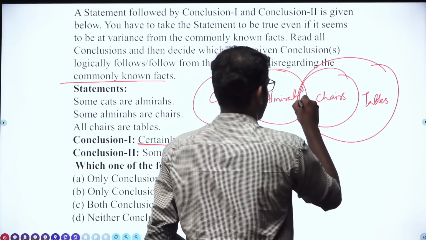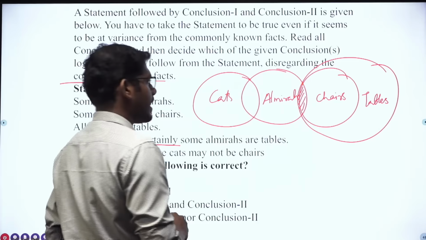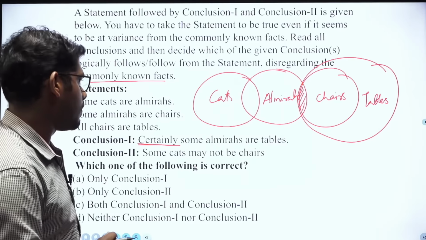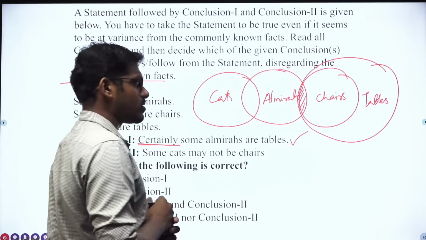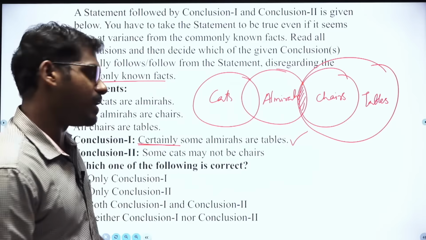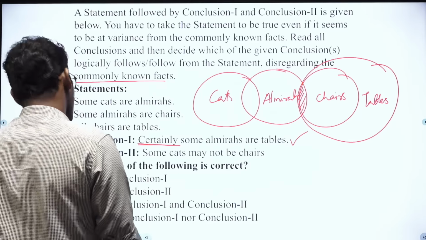These belong to some almirahs. Can we say that these some almirahs belong to table or are table? Yes, it is possible. Some almirahs belong to table or some almirahs are table. It is possible.